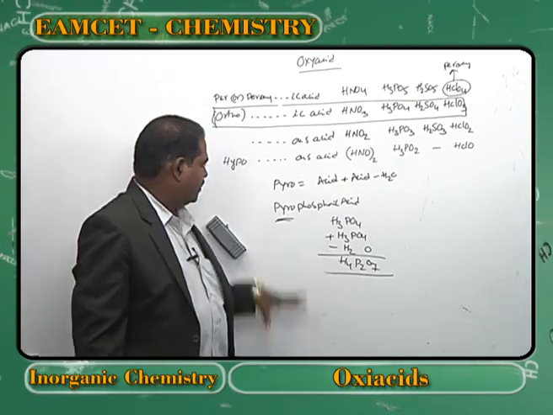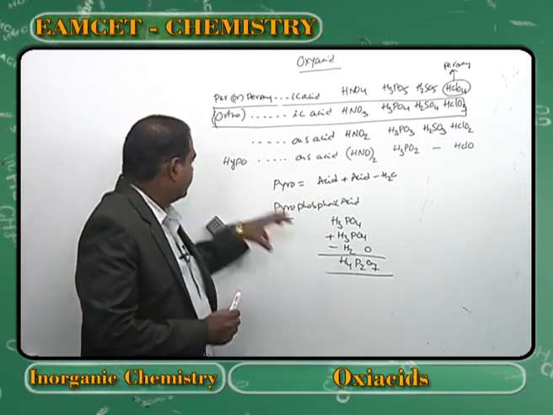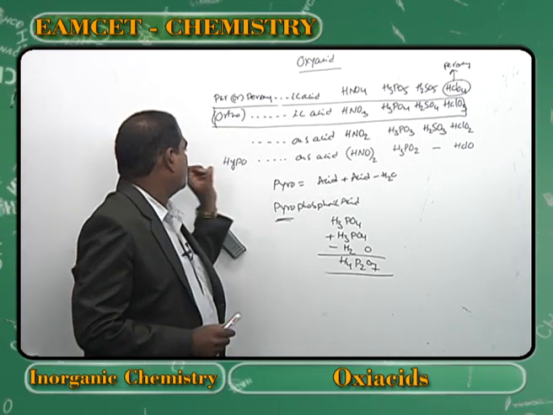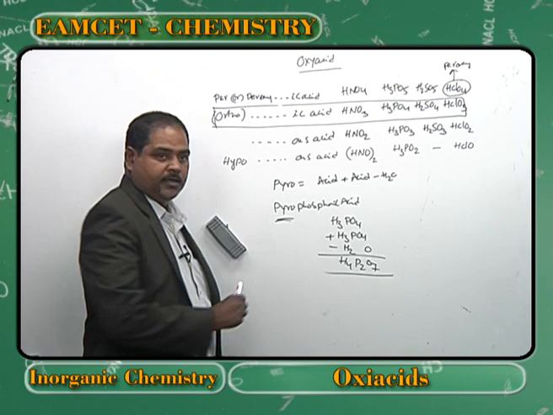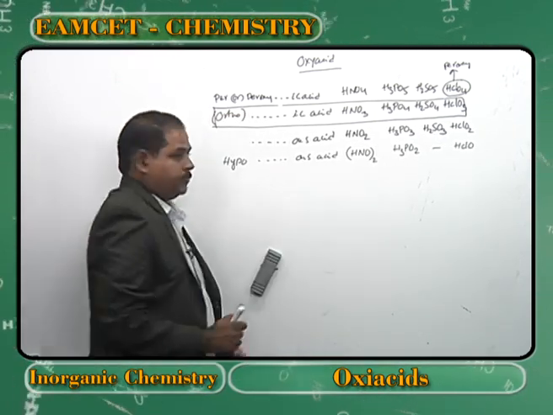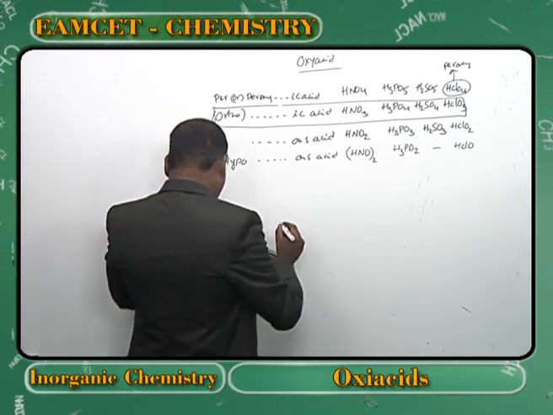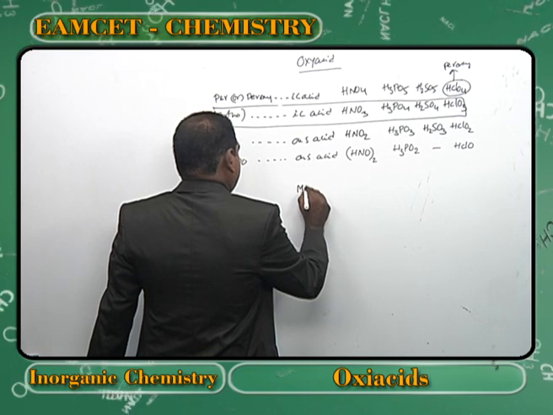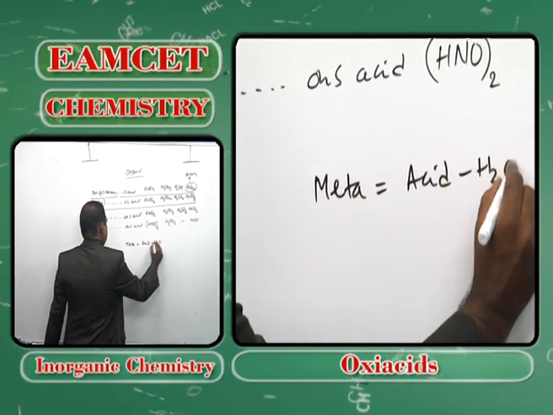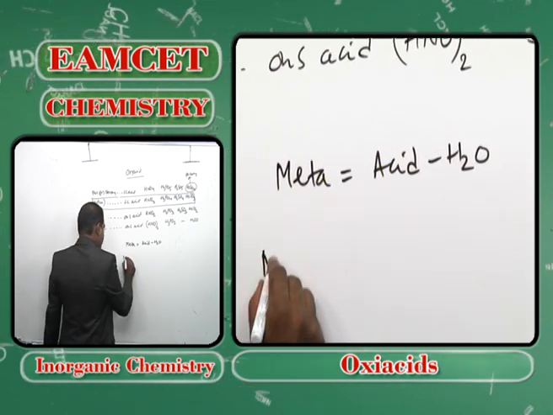You got my point. So, what is that you should learn? Not the formulae, the meaning of the particular prefix or suffix. What do you mean by pyro? What do you mean by ortho? What do you mean by hypo? Like that. Now, we have seen 5 or 6 prefixes, suffixes, and now let us move to meta. Meta means just acid minus H2O. Which acid? Whatever be the acid in question. Metaphosphoric acid.